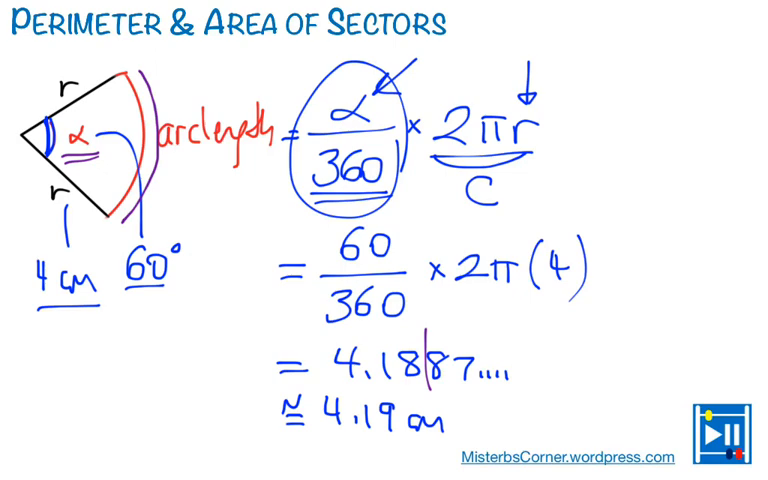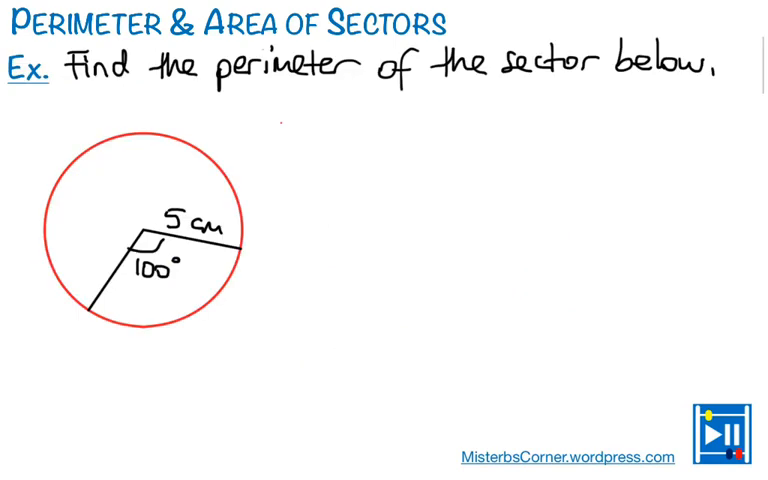Now let's look at this example. It says find the perimeter of the sector below. So we're talking about this bit, and I'm going to find the perimeter, meaning I'm going to find the arc length and I'm going to add the radius. And I'm going to do this twice, because if I start walking from here with a full round, I'm going to end up at the same point by going through the arc length and 2 radii.